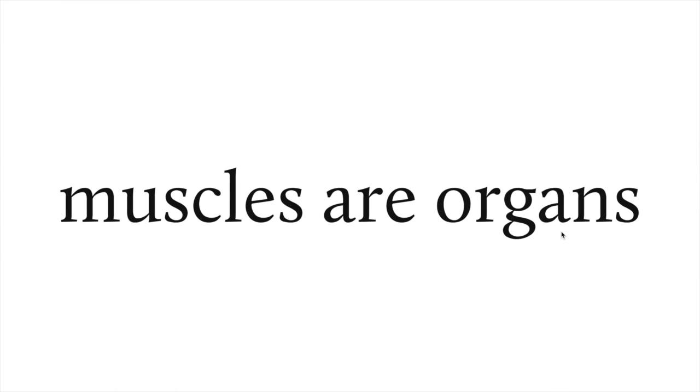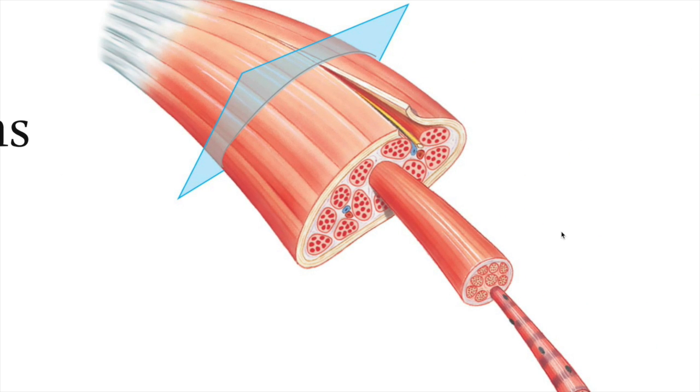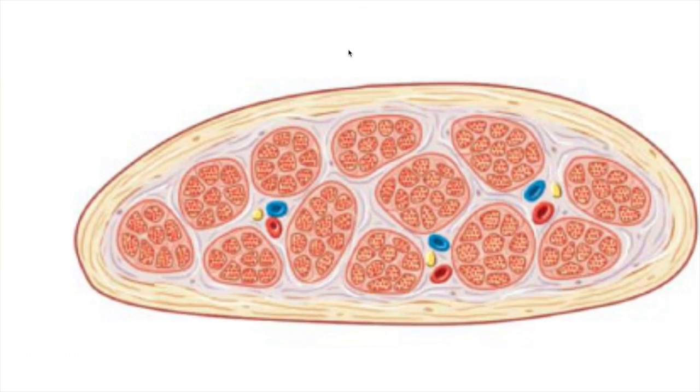Alright, our muscles are organs. Remember, an organ is 2 or more tissues working together. And if we look at a muscle, we see that it has connective tissue around the outside. This yellow thing is nervous tissue, and then of course it has muscle tissue. And if we look at a section through that muscle, it would look like this.